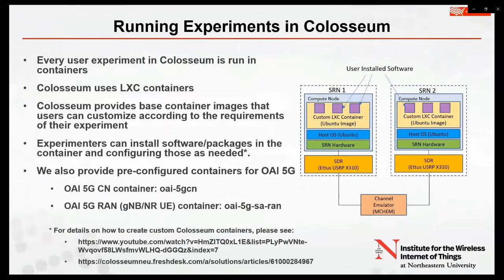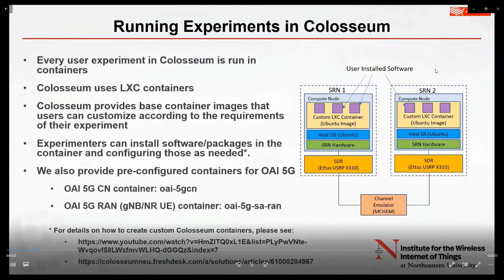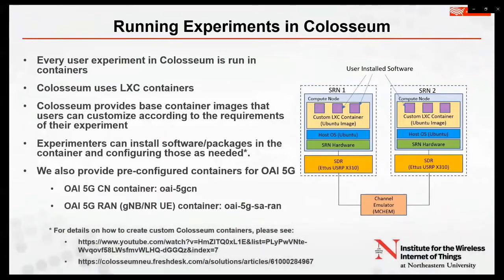So how do we run experiments in Colosseum? All user experiments in Colosseum are run in LXC containers, as these are lightweight and yet provide some benefits of virtual machines. Colosseum provides some base Ubuntu containers. Users can use one of these containers to install the software and libraries they need for their experiments. They can configure the containers as needed to create their own custom containers. These containers are loaded for them on the host, or what we call SRNs, at the time of their Colosseum reservation, and then they can run their experiments.